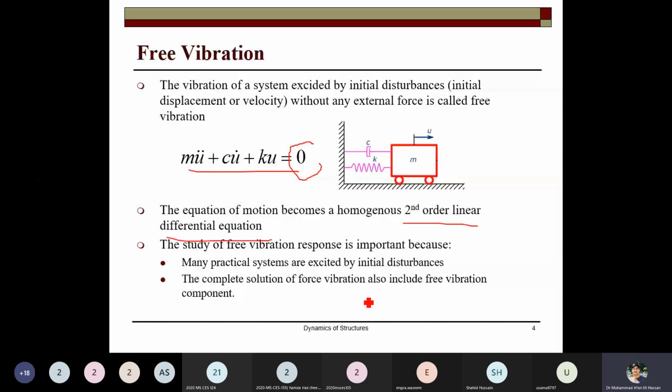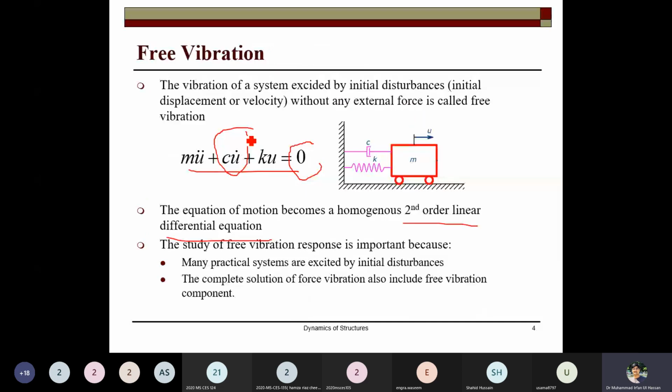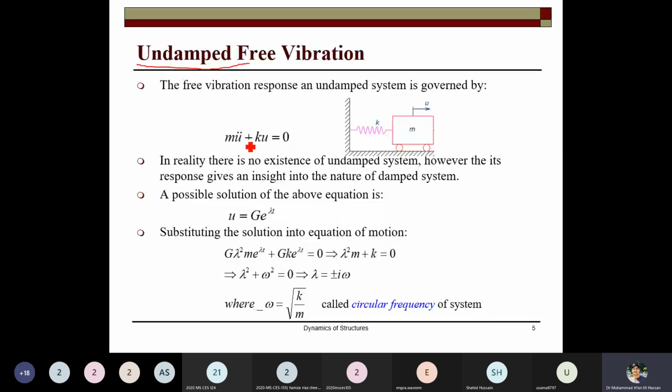Now we are going to prove the response of the system under the effect of free vibration. First, undamped free vibration. When we talk about undamped, it means that the c value is 0. So the equation of motion that is left is mu plus ku, which is equal to 0. In reality, there is no existence of an undamped system; in civil engineering, all structures are partially or somehow damped systems. We can consider 1% or a very small value of damping, 2%, up to 5% damping. However, the undamped response gives an insight into the nature of the damped system.